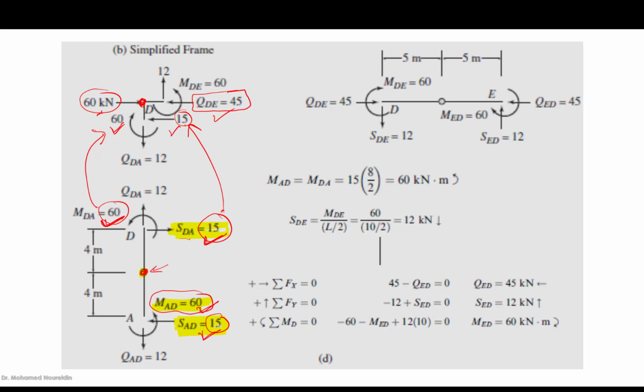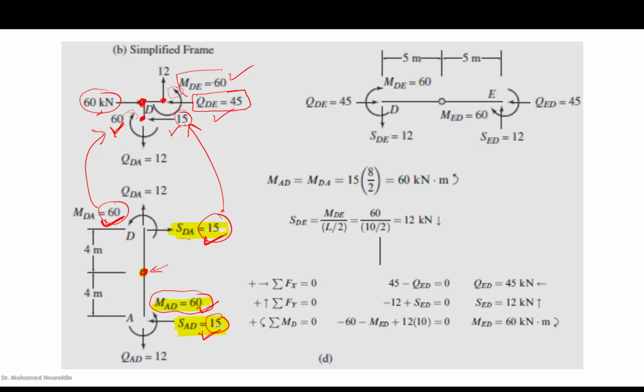From the moment here, which is 60, the moment at the end of the girder DE should be 60 as well, from equilibrium of moment at point D. So this is 60, which is, as you can see, counterclockwise. And this one is clockwise. So they are the same in magnitude, different in orientation to maintain equilibrium. Okay, so we are okay now.